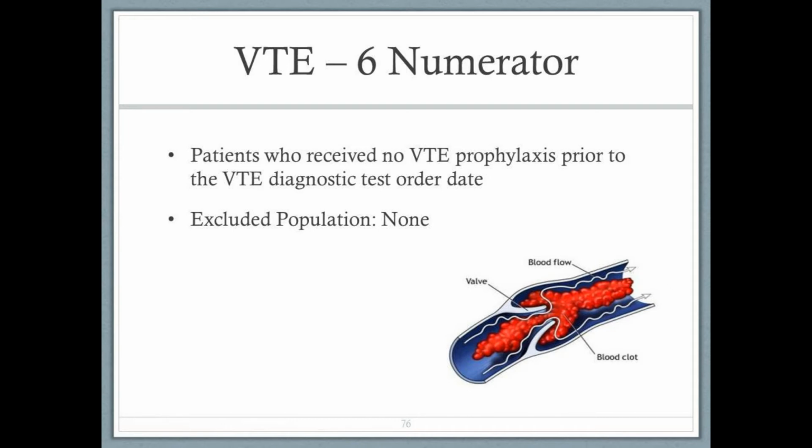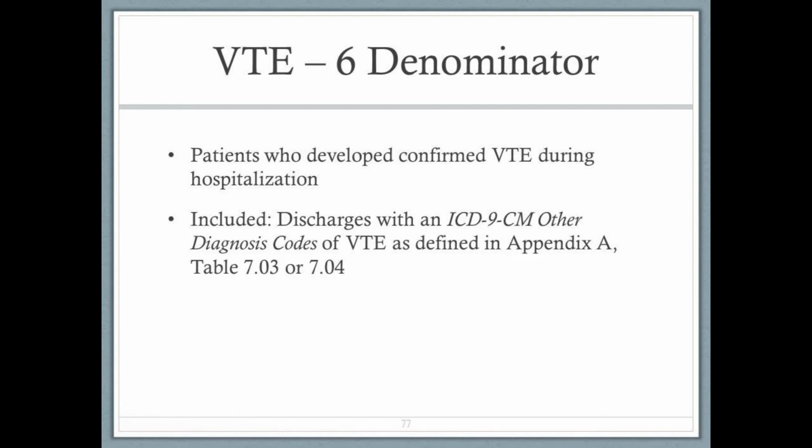And again, we're not going to exclude anybody from these measures. Your denominator are those who developed confirmed VTE during hospitalization, and these patients have a secondary diagnosis code of VTE. So if you look at it this way, you don't want a lot of patients who did not receive prophylaxis. Let's say your number here is 10, and patients who developed VTEs is 10. You're going to have a rate of 100%, which is not the direction you want to go. You want to go in the direction of 0 in this case.